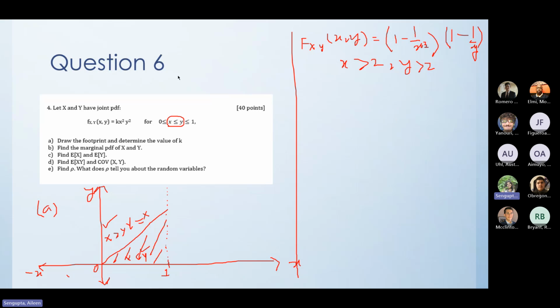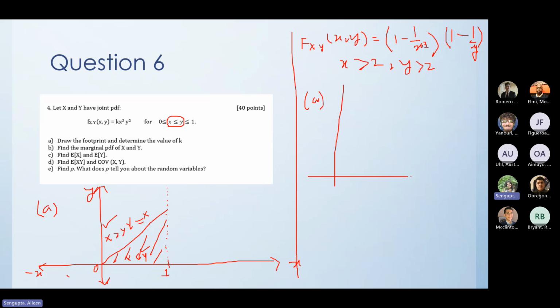Well, what does this mean though? Part A was to draw the footprint and find f of x, f of y, and so on. f of x is the marginal density, or marginal CDF. I can find that out if you want, but let's concentrate on the footprint.